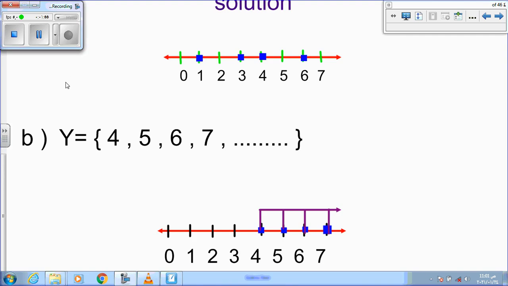Okay, our second example is to represent the set Y, which has 4, 5, 6, 7, and so on. But look, it's an infinite set. How to represent it? No problem. We have 4, 5, 6, and 7. I'll go to 4, mark on it. 5, mark 5, 6, mark 6, 7, mark 7, and so on. So I'll make what? As you see, I'll make this arrow. This ray represents that I'm going after 7 to infinity on the number line.